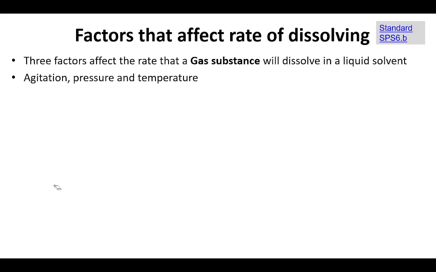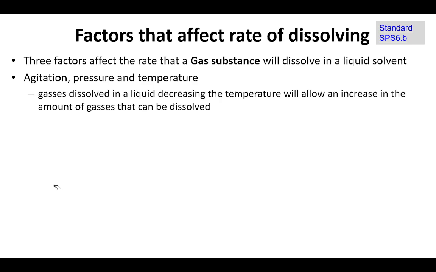Now agitation: if you've ever shaken up a can of soda, you know how agitation affects how much gas can dissolve in that soda. You shake it up, all the gas is going to come out. That's because you're causing the liquid molecules to interact with the gas more and push them to the surface. So agitating a solution that contains gases will actually decrease how much gas you can dissolve. So you're not going to want to stir it or mix it.